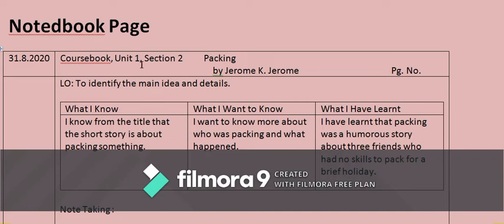Unit number 1. Section number 2 means under the unit there are 3 lessons, so the second lesson under that. Then the title of that particular lesson, it is Packing. You can add the name of the writer, and for your own reference, if you want an additional reference to be added, it is the page number that you can add.